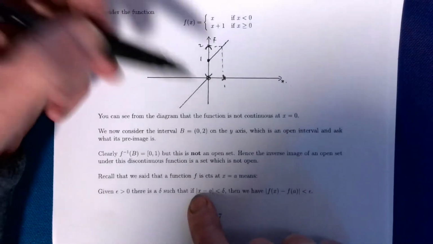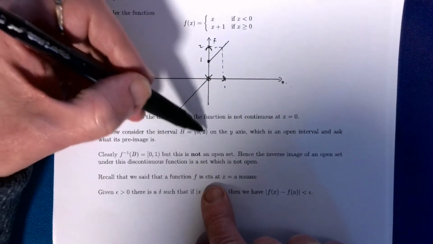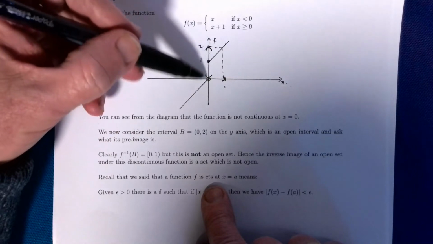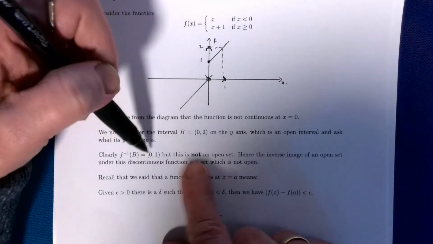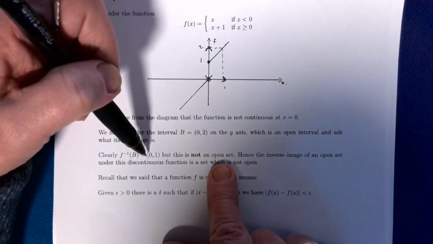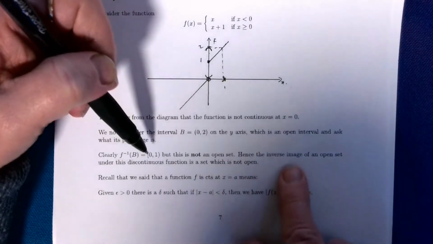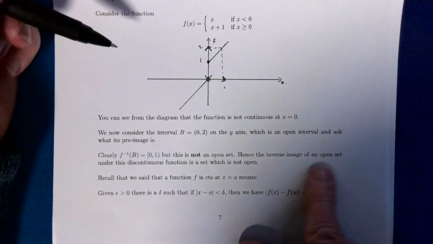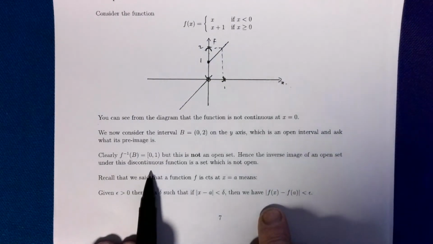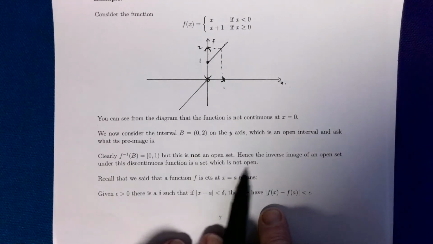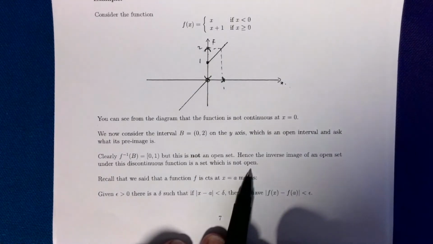Now just notice then that we started off with an open set on the y-axis. We took the pre-image and we get this set, and this is not an open set. So in this case, the inverse image of an open set under this discontinuous function gave us a set, but a set which is not open.